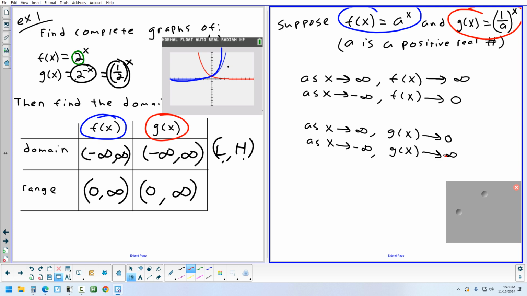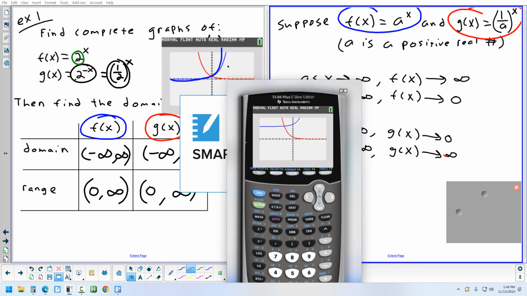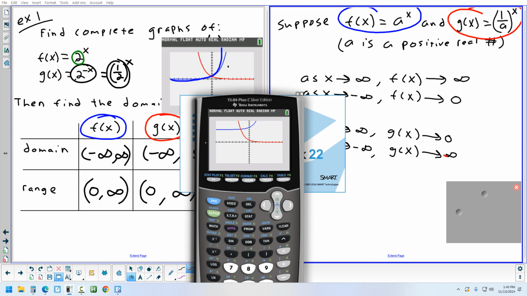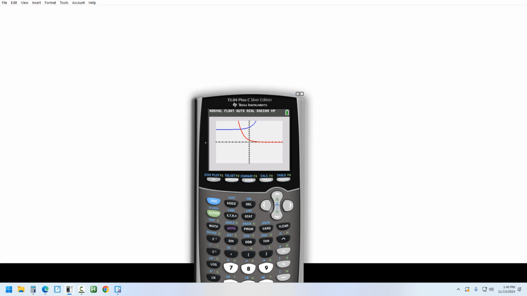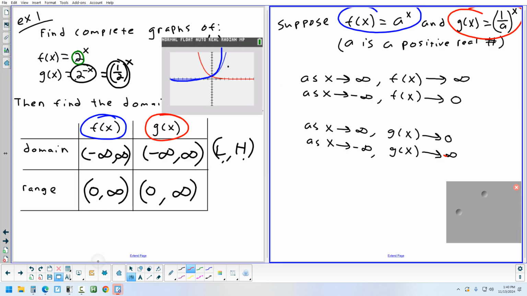Does it have to be 0? No. So the bottom one is for the g of x, correct? Yep. So like in this one, that blue one isn't going to 0. That blue one was going to 6. So you can shift it up and down. But I just want you to understand, one side goes to a number.